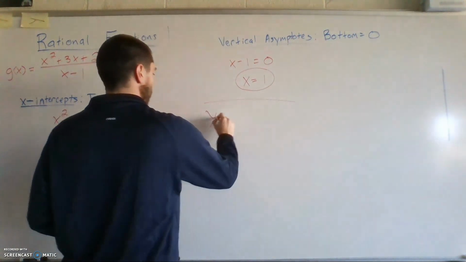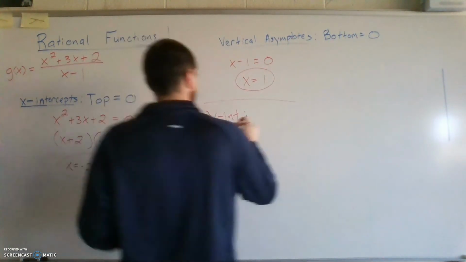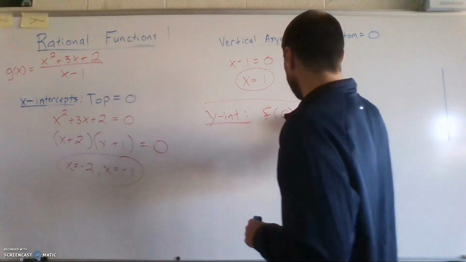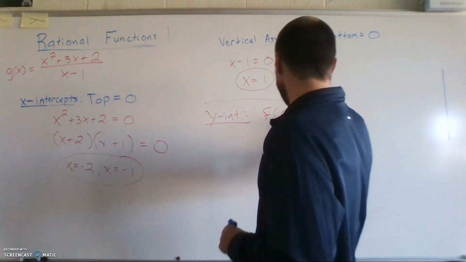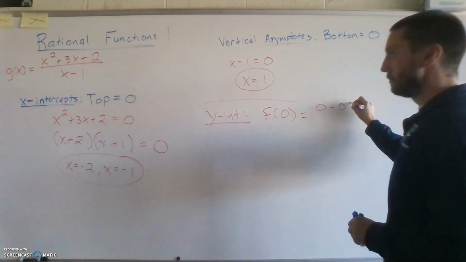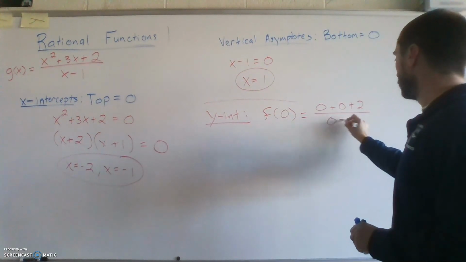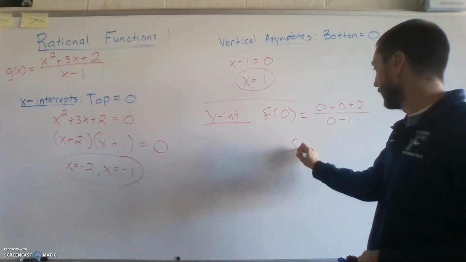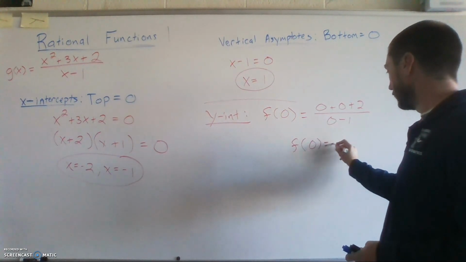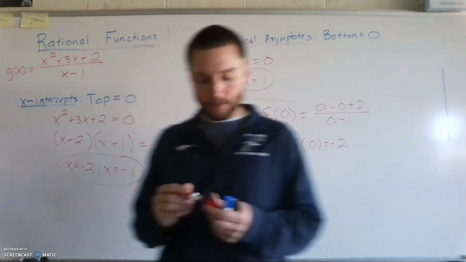And y-intercept, we plug in 0 for x, so we're going to find f of 0. So if I plug in 0 for x, I get 0 plus 0 plus 2, all over 0 minus 1. 2 over -1 is -2. So f of 0 equals -2.